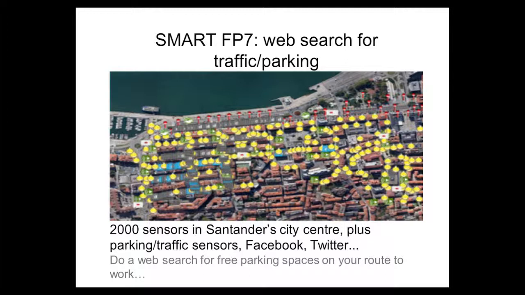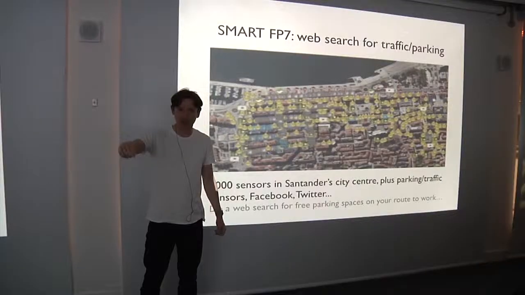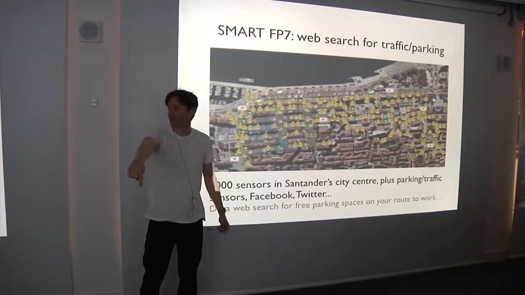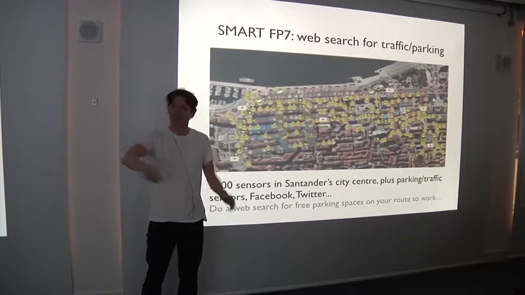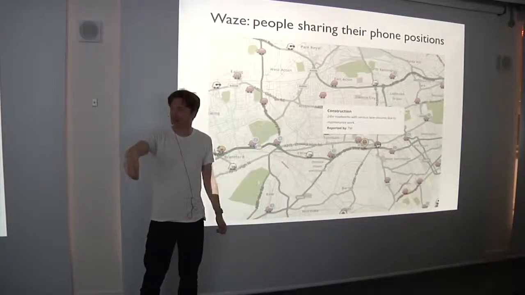There's another project, which I'm not involved in, which uses a very familiar type of interaction, web search, so that people in Santander and now in Rostock can do a web search to find out where there's actually a car park space free very close to their destination, their workplace. So it's not about traffic flows, it's about where they actually are going to be.